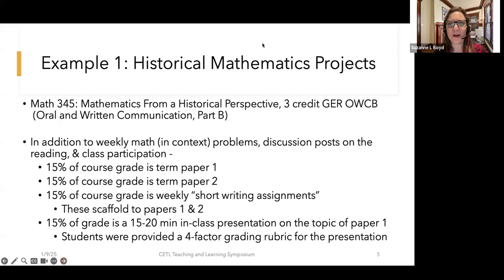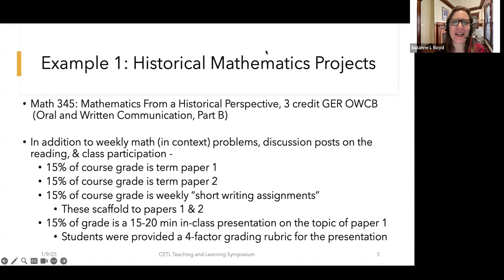All right, so I'm going to talk about a mathematics from a historical perspective class that I teach. I teach a couple different versions of that. I'm going to be teaching a version for the Honors College in the spring, actually. But the details for my presentation today are going to be from the Math 345 course that I developed. It's actually an OWCB course. And so I tell students to think of it as both a math course and a history course, sort of, but from the perspective of a mathematician.